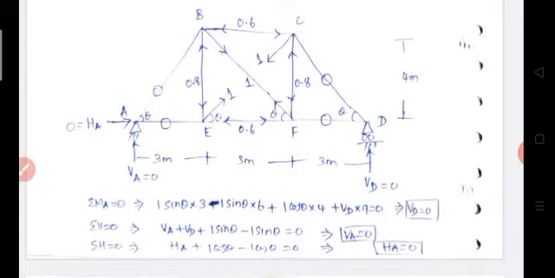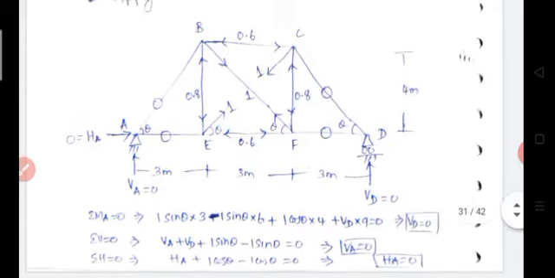So there are two forces at E and C. Now resolve this force, one kilonewton force, into horizontal and vertical component. The horizontal component is 1 cos theta, vertical component is 1 sin theta. Then taking moment about A is equal to 0, finally Vd is equal to 0.